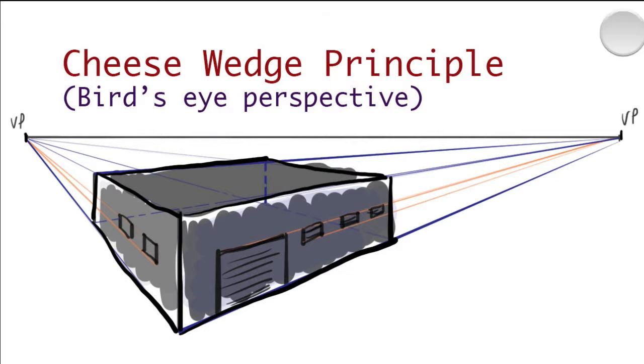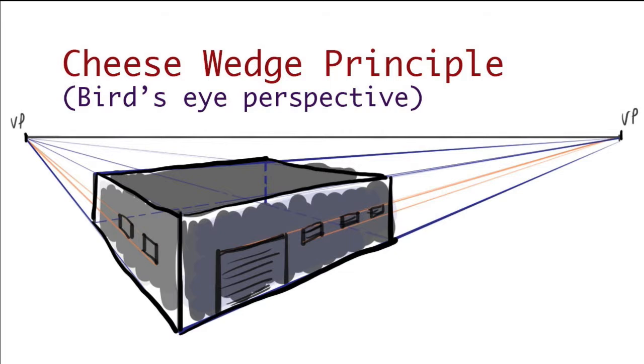And this was our cheese wedge principle that we started with, which gave us bird's eye perspective. Now, how do we know that it's bird's eye perspective? We know it because we can see the roof of this flat-topped building that we've constructed. So we know that we're looking down on it.